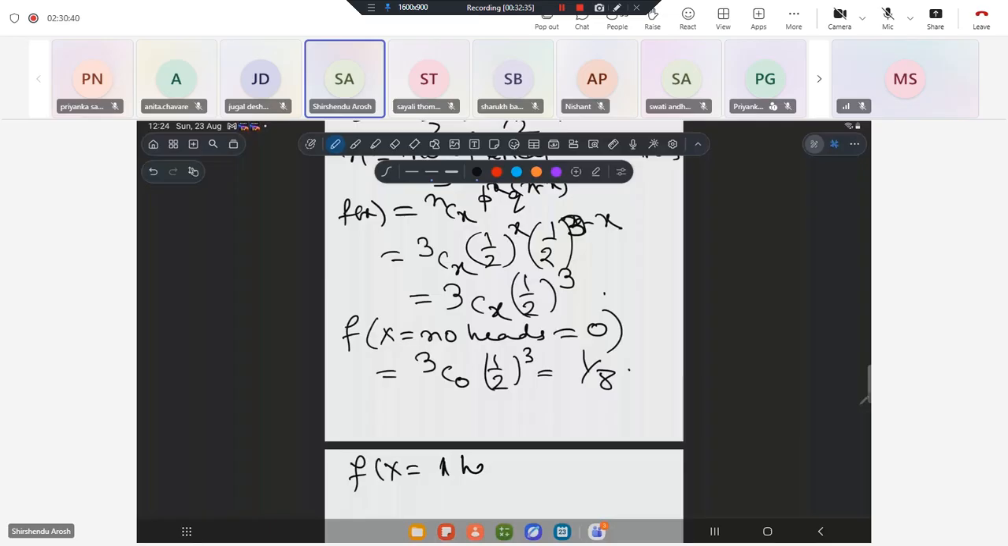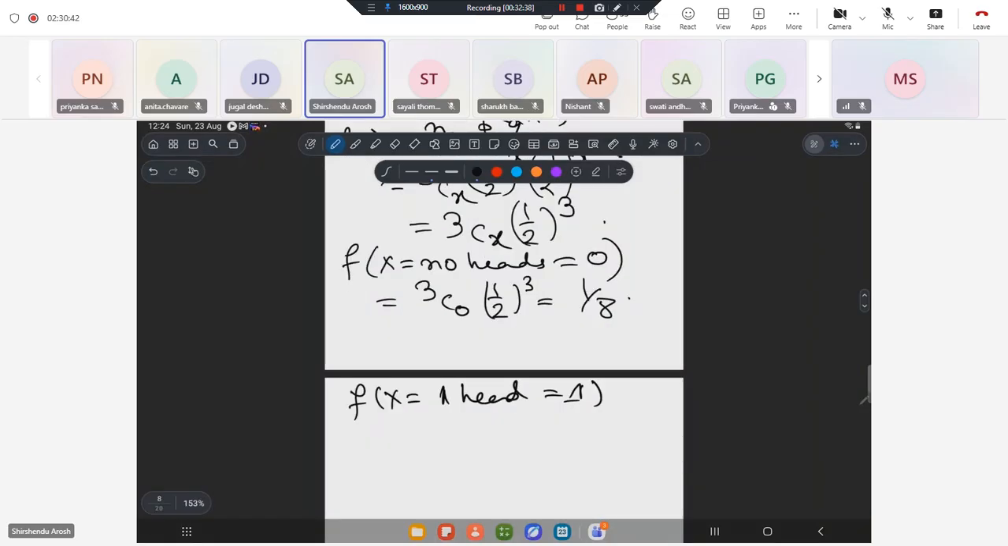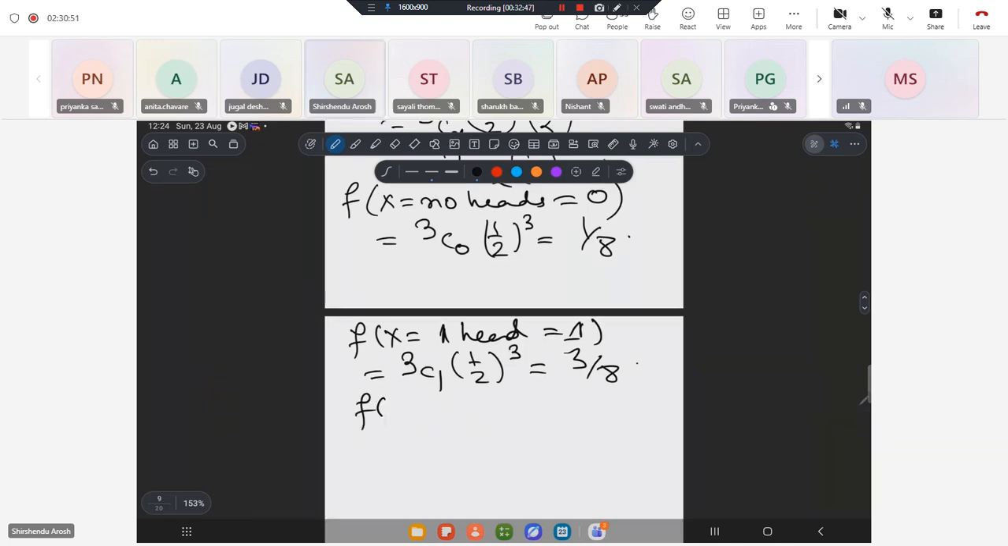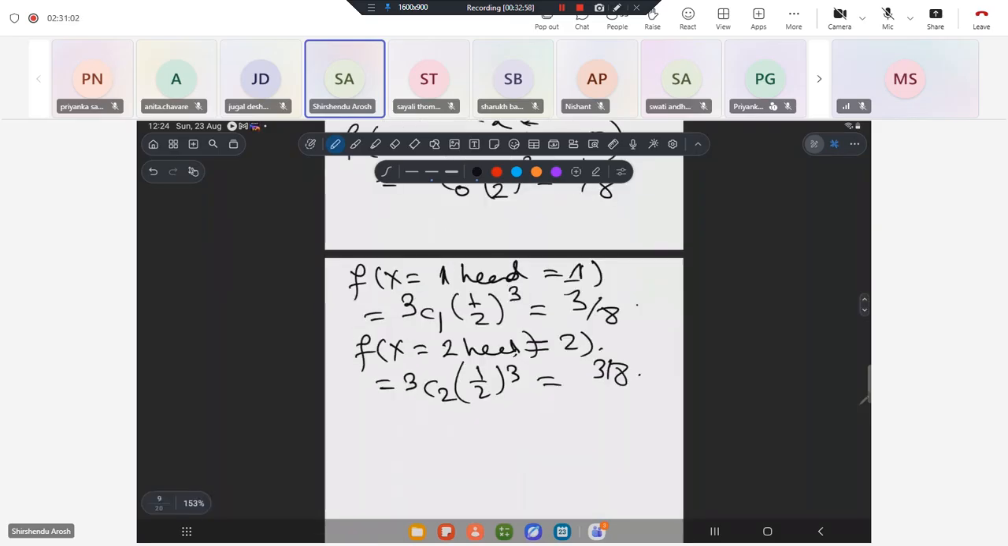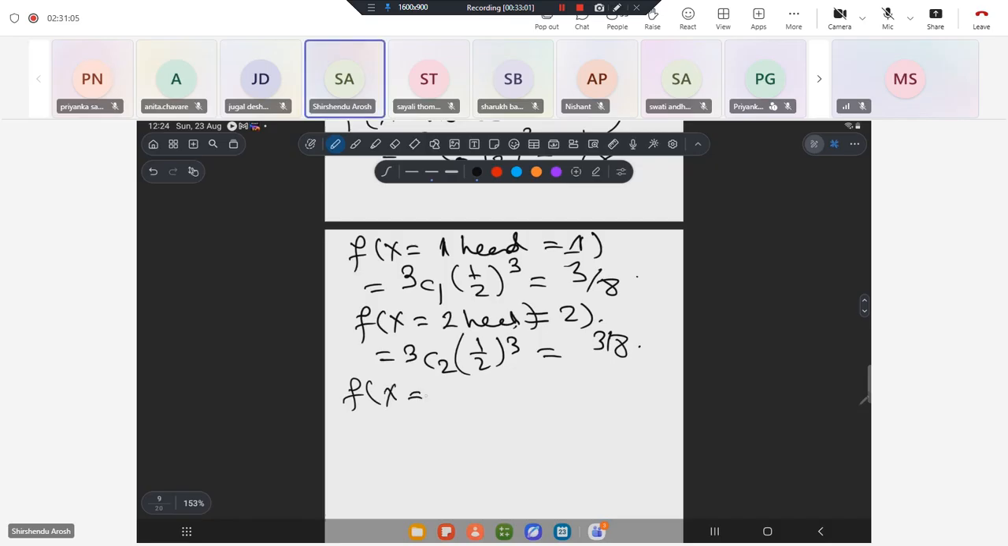1 head, because x is equal to 1. That means 3C1 of cube. That is 3 by 8. If x is equal to 2, that is 2 heads, that means 3C2 of cube. That is again 3 by 8. And 3 heads, sorry, x is equal to 3, that is 3C3 of the power cube. That is 1 by 8. Yes, you can find out.